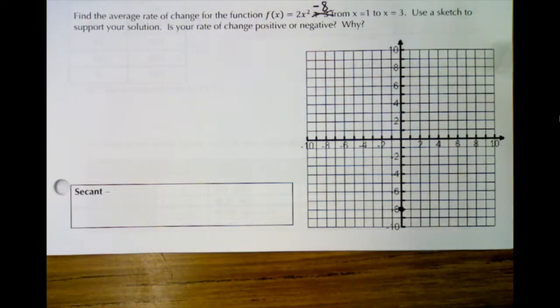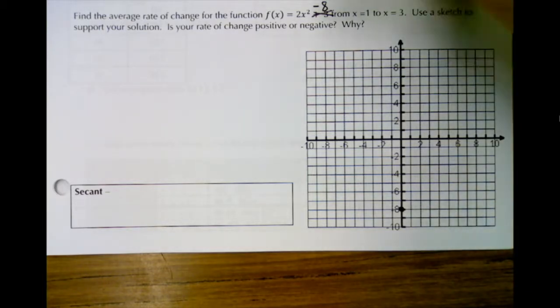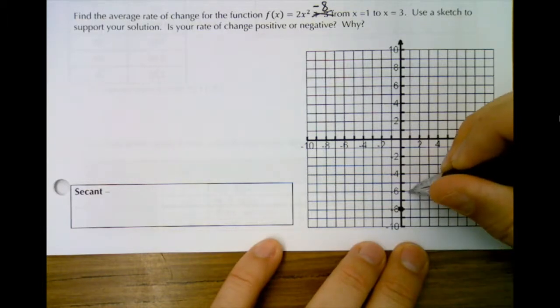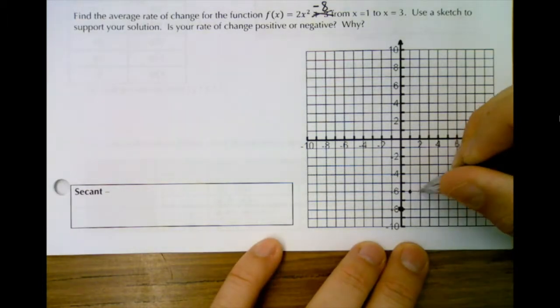And instead of doing the step pattern over 1, up 1, over 1, up 3, over 1, up 5, we're stretching by a factor of 2. So we're going to go over 1, up 2 to get our next point, over 1, up 5. Nope, that's not right. 4.